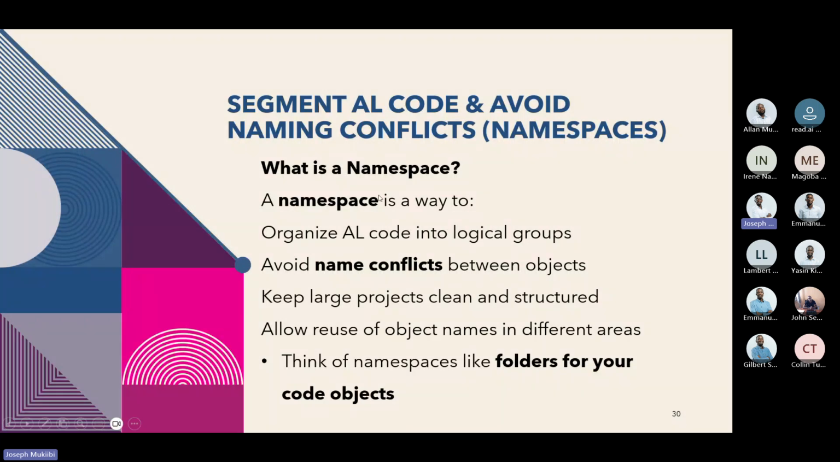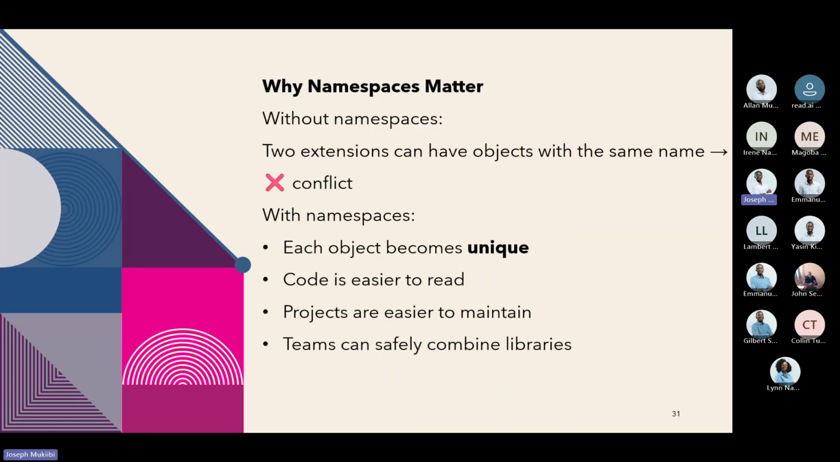So what is a namespace? A namespace is a way to organize your AL code into logical groups, avoiding name conflicts between objects, keeping large projects clean and structured, and allowing use of object names in different areas. Think of a namespace like a folder for your code objects. Go to the next slide for more explanation of why namespaces matter.